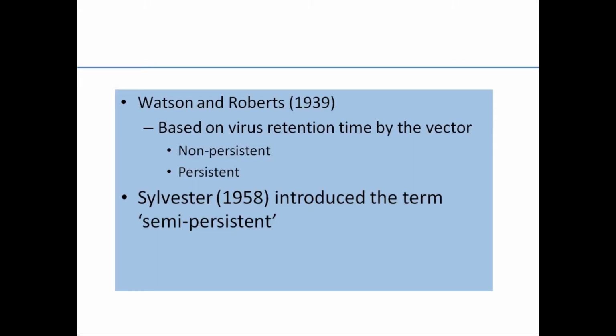Meanwhile, we have seen there are some good observations on the transmission of viruses by vectors. In the year 1939, Watson and Roberts classified the nature of transmission of plant viruses by the vector into two groups. One is non-persistent and the other is persistent. Sylvester in 1958 introduced the term semi-persistent. Now these natures of transmission will be discussed later in detail.